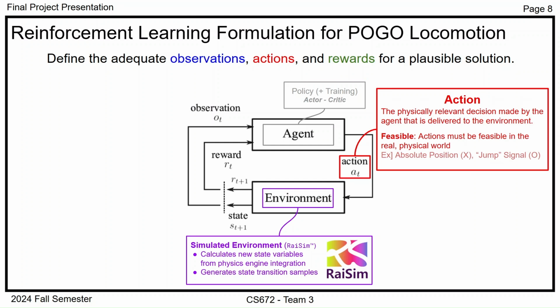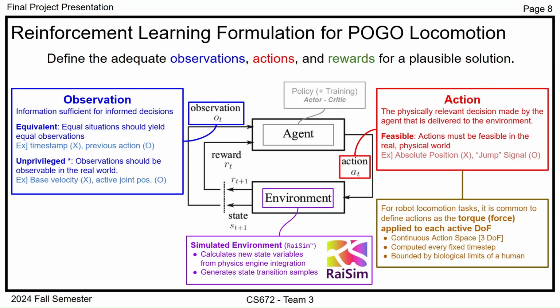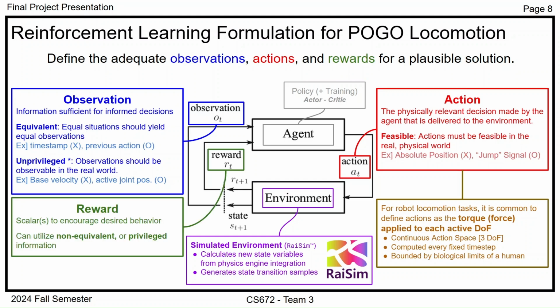For actions, the policy decisions must be feasible in the real world. It is common practice for this to be the force applied to each actuator, so that is what we chose. Observations must be carefully defined with equivalence and real-world settings in mind, restricting hard-to-measure quantities like base velocity. For defining rewards, these constraints can be relaxed to focus on shaping the desired behavior.